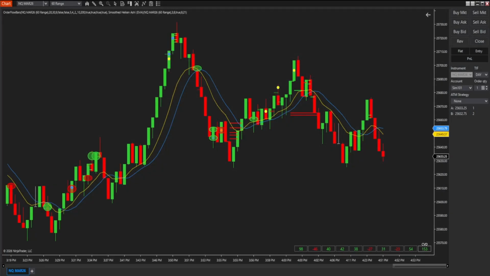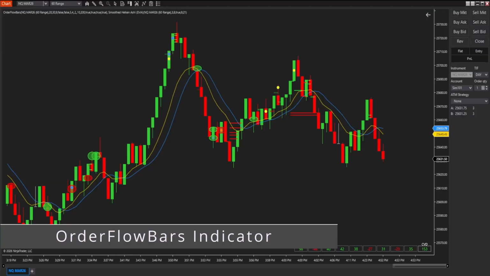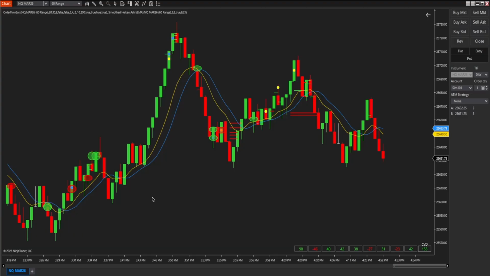I'm going to go over some trades that were done today. What you're seeing is the order flow bars indicator. I'm putting together the website. Everything should be done by this weekend, and I should have it up and running by next week so people can start supporting it, downloading it, and using it. Let's go over some trades.